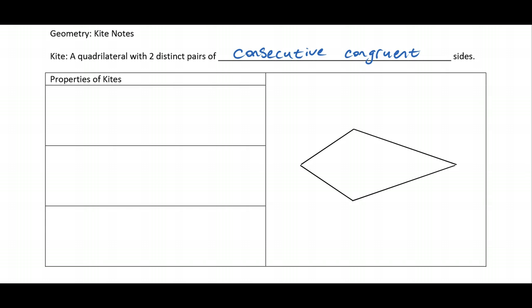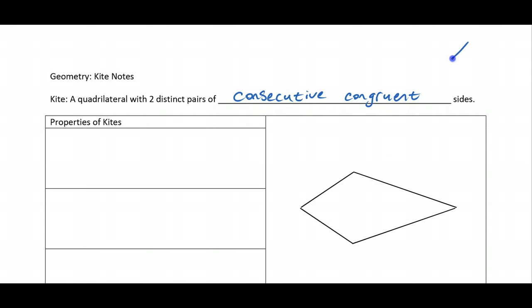Alright, so pretty much what you have is something like this. And this piece is congruent to this piece, and this piece is congruent to this piece. So different from what we're used to. Not opposite sides, but consecutive sides are now congruent.